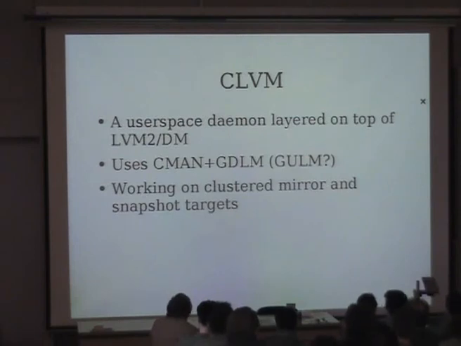So basically it lets you do LVM across the cluster. We're working on cluster mirroring and snapshot targets, so cluster mirroring is actually a huge thing. Right now GFS requires shared storage. There's a block device that all of them see.